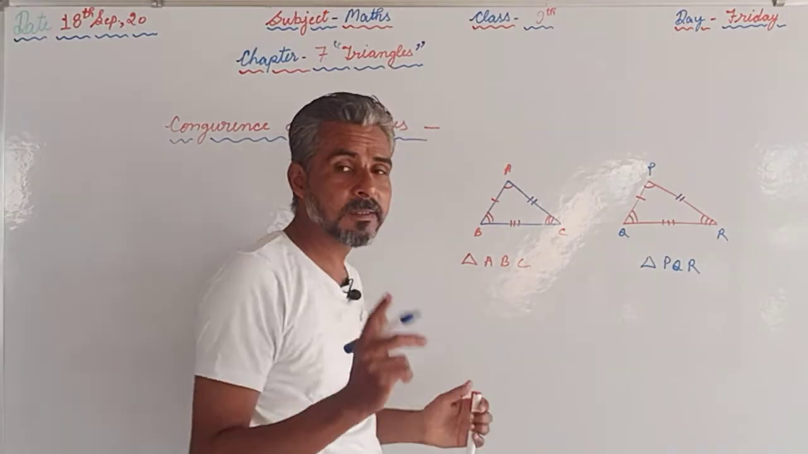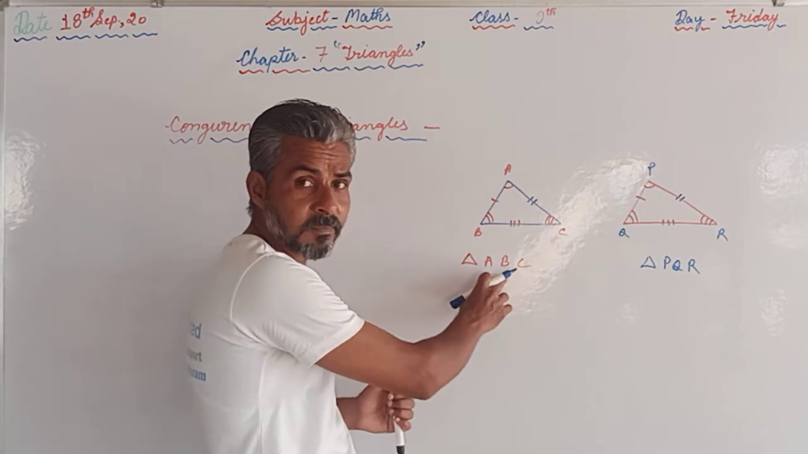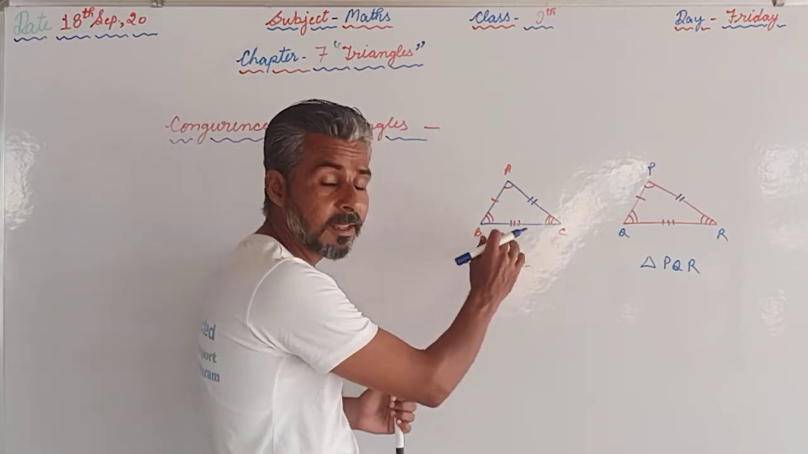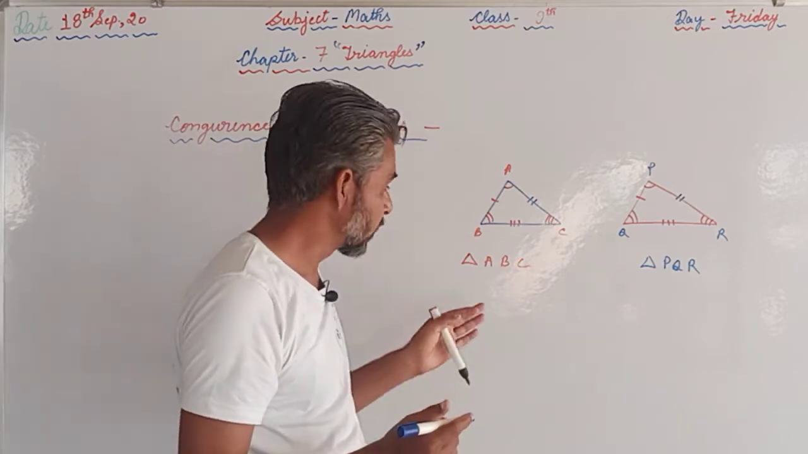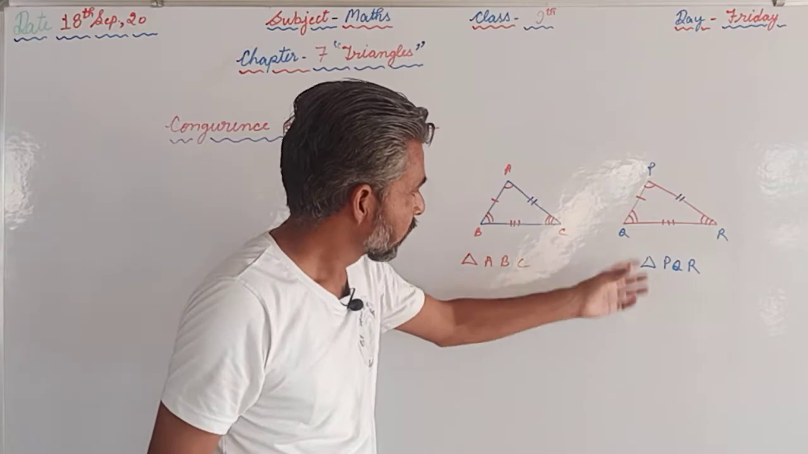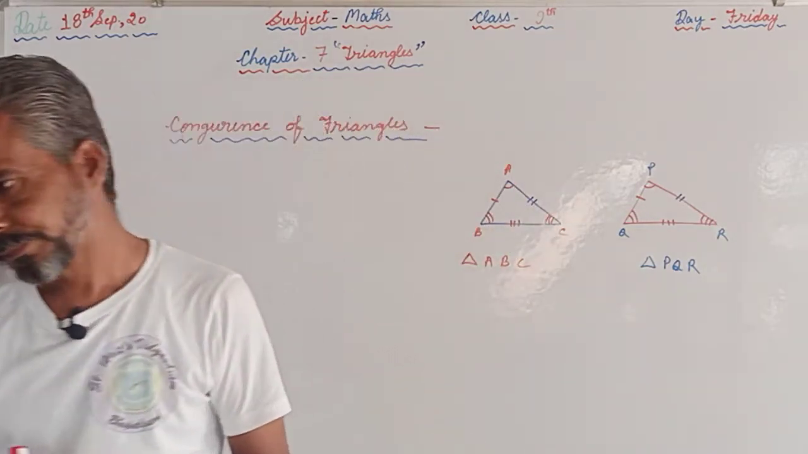So naming is very important. In place of ABC we cannot write CAB or CBA, the process should be the same. We are supposed to see which sides are equal and which angles are equal.